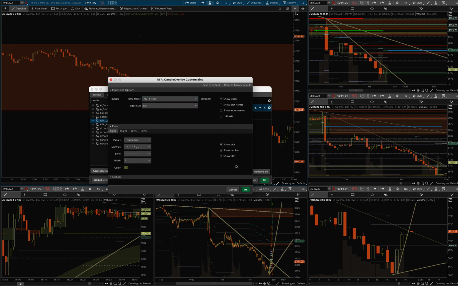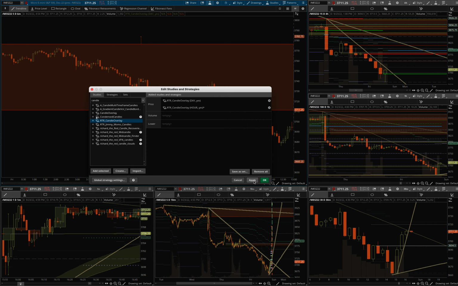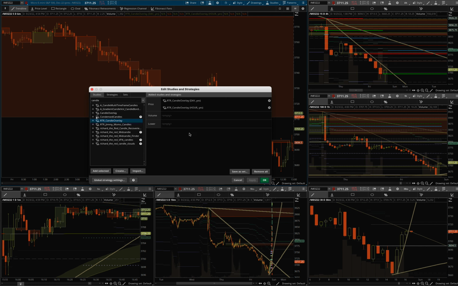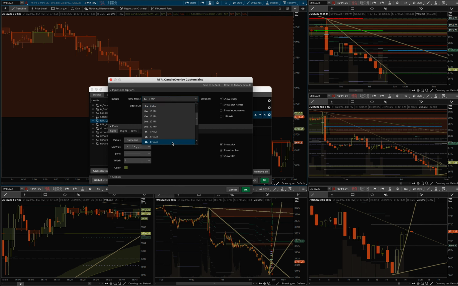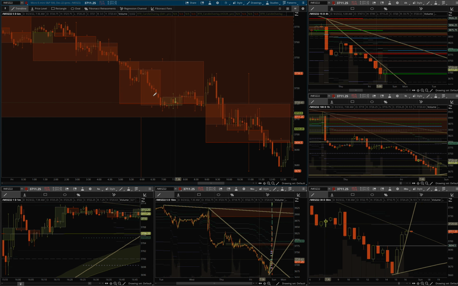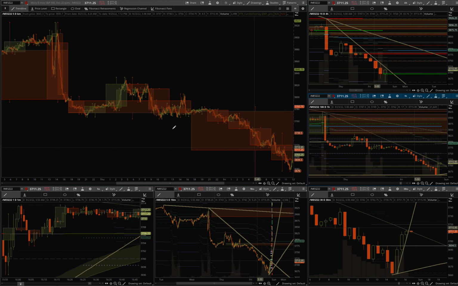But the nice thing is to be able to do these different overlays, where you can add a lot of them. So I have a day, an hour, 4 hours. So now we have all of these multiple candles on here, because one of the things that I've been thinking about is the fractal nature of price action and how it works and why we use different candle charts.